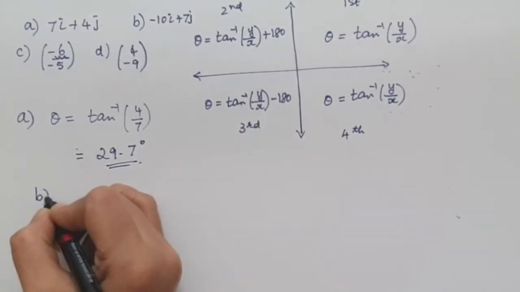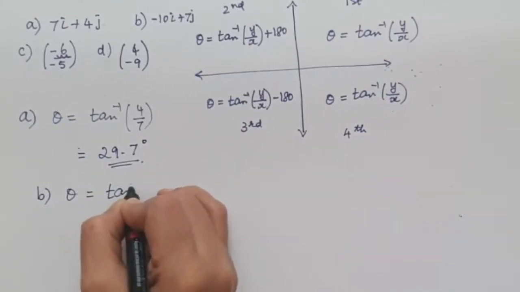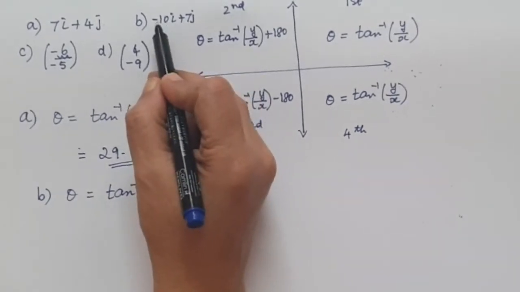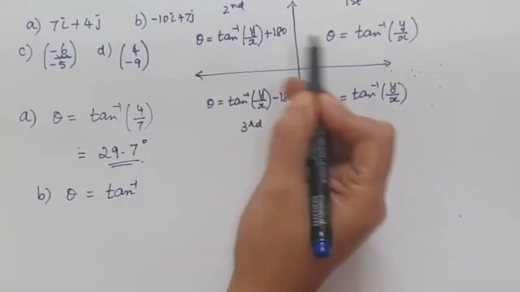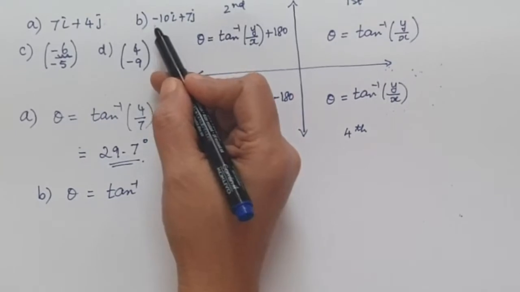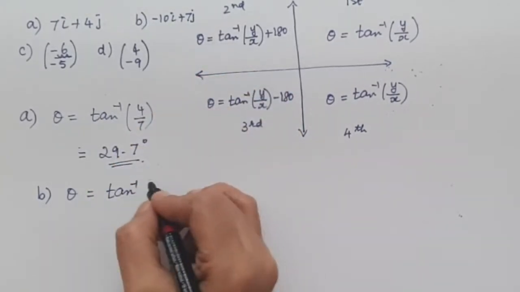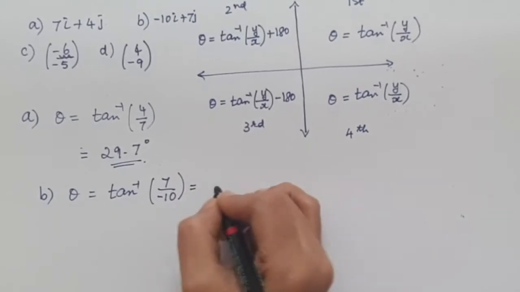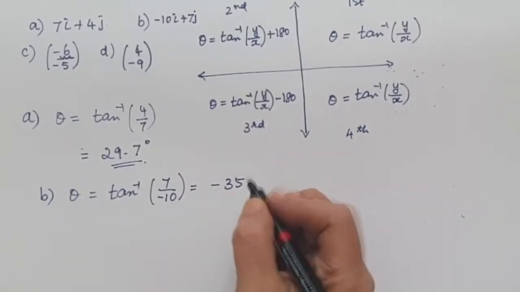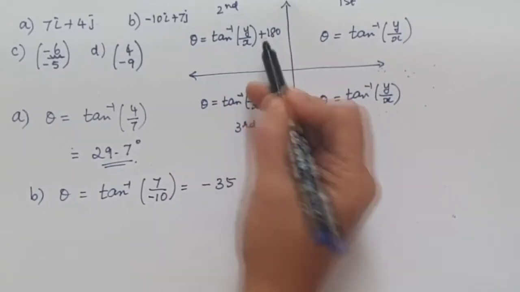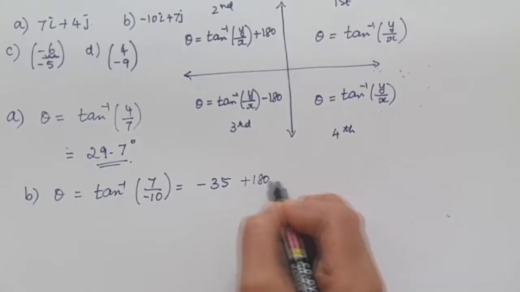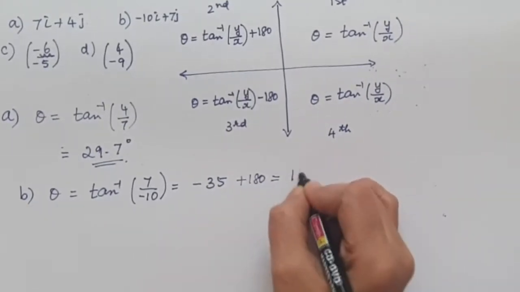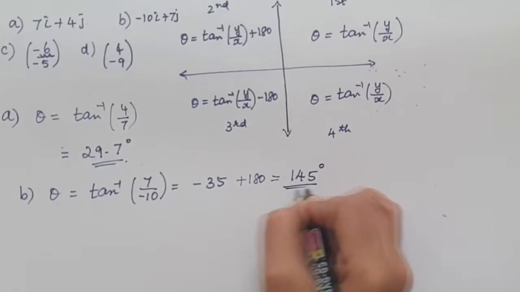Then for B part, theta will be equal to tan inverse of, previously we were not considering the negative sign. Here when we are applying this method, we consider even the negative sign also. So it will be tan inverse of 7 over minus 10. So it will give us a minus 35. When it is in the second quadrant, we have to add 180 to this. So when we add 180, we get our answer as 145 degrees.